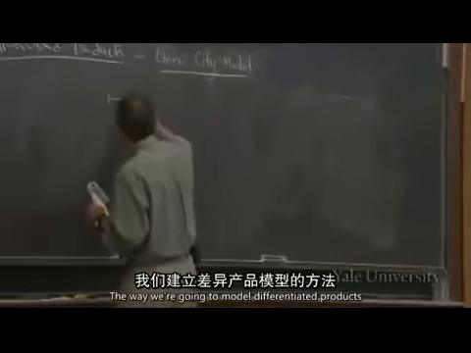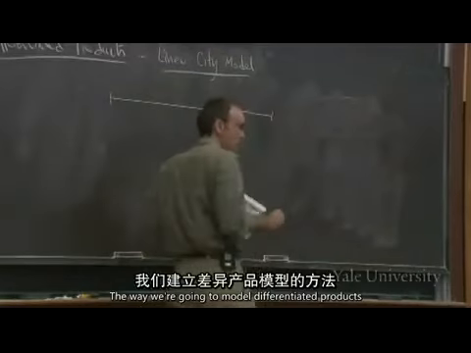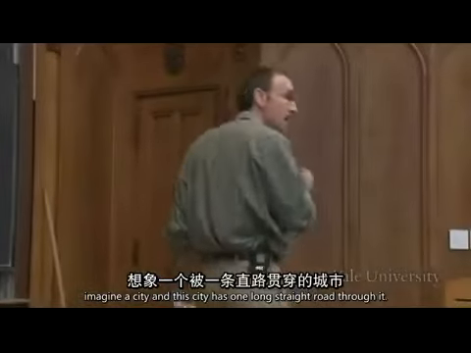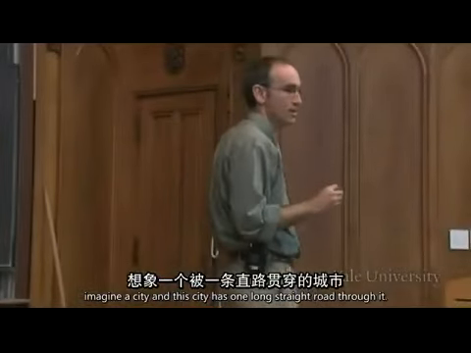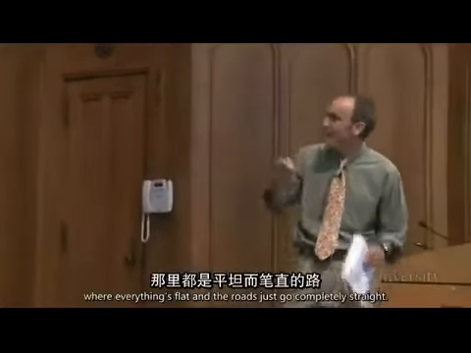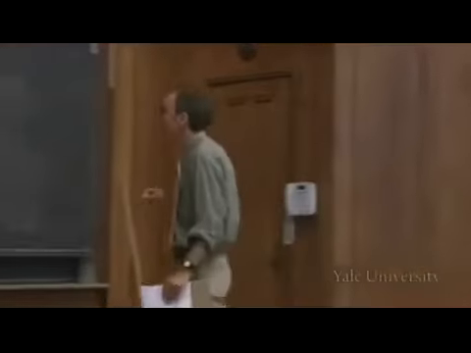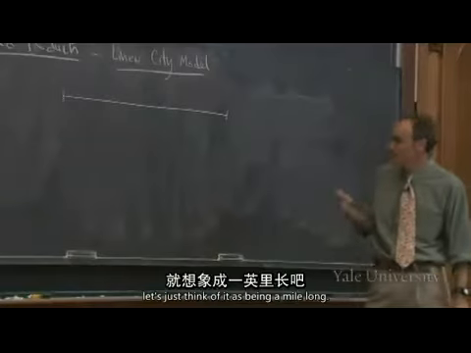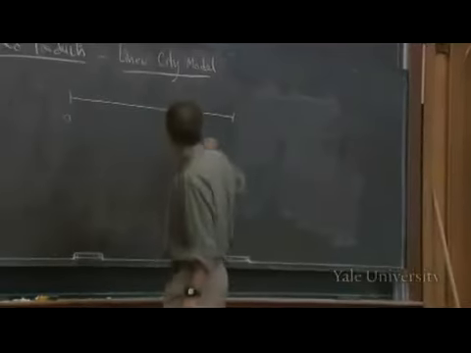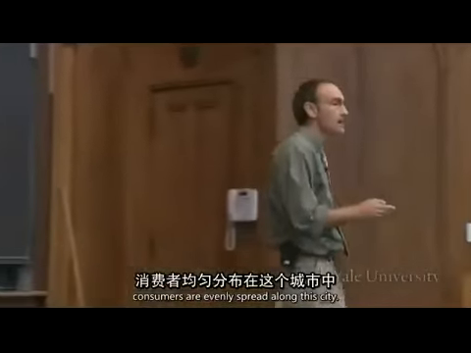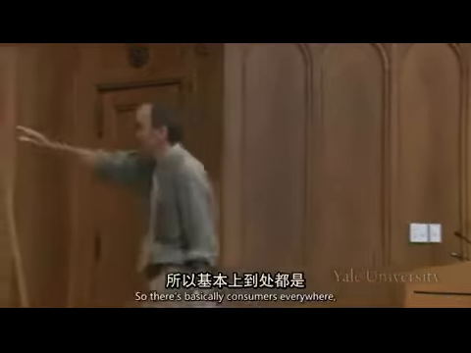The way we're going to model differentiated products is to imagine, just to take a simple example, a city, and this city has one long straight road through it. So this city is not a city in New England, it's a city in the Midwest where everything's flat and the roads just go completely straight. You can think of it as being a mile long, it doesn't really matter. And we're going to assume that consumers are evenly spread along this city. So there's basically consumers everywhere.